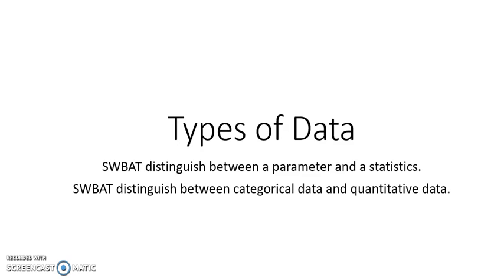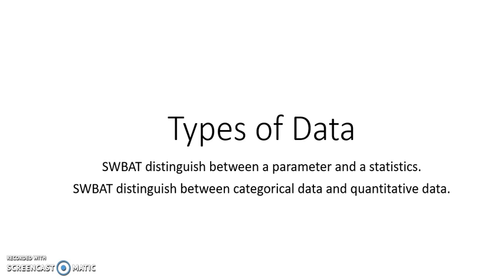Types of data. Students will be able to distinguish between a parameter and a statistic. Students will also be able to distinguish between categorical data and quantitative data. In the previous unit, we looked at how to design a survey or experiment well. But what do you do with that data once you've collected it?